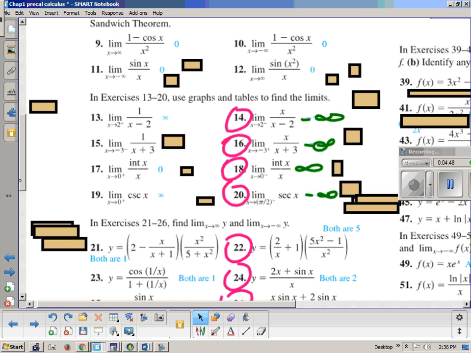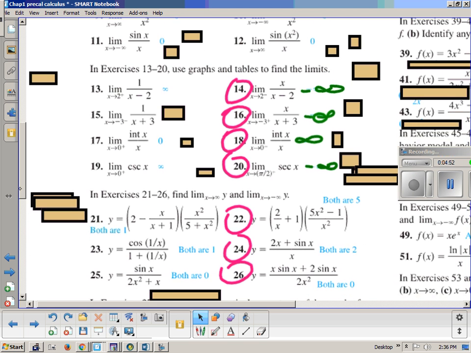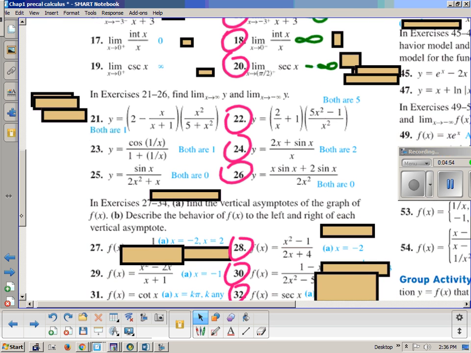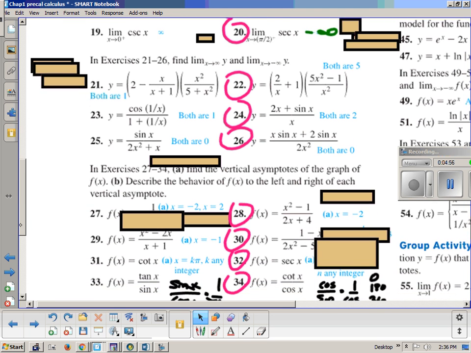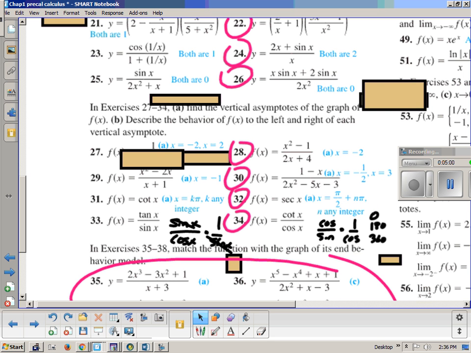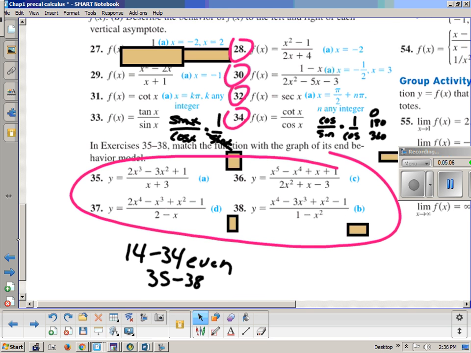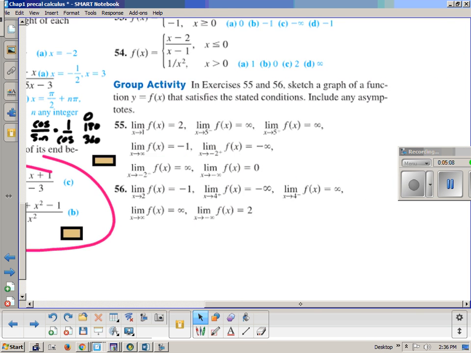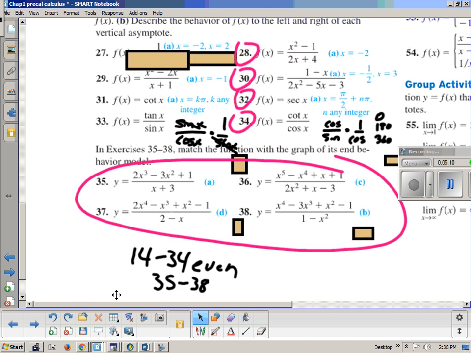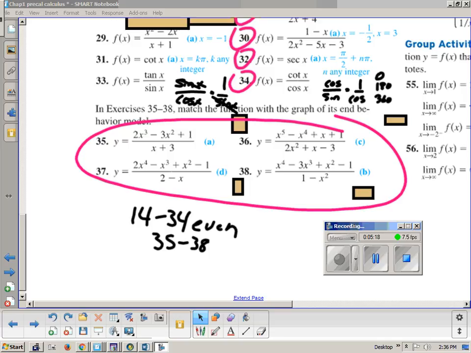Going back again, some people always have to go back and see. Those are your answers. Both are 5, both are 2, both are 0. And these answers are right here. I believe answer number 34, is that at the bottom? No, it's not. Okay, so that's last night's homework. You can get a grade on it on Monday.